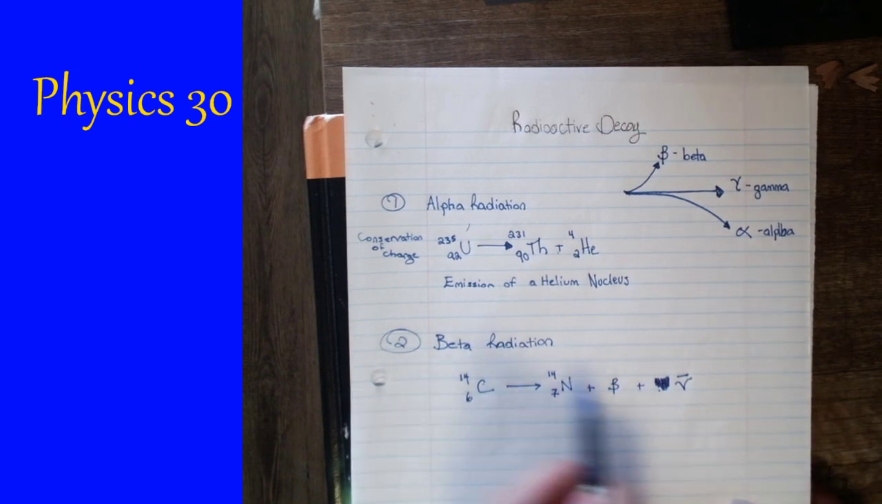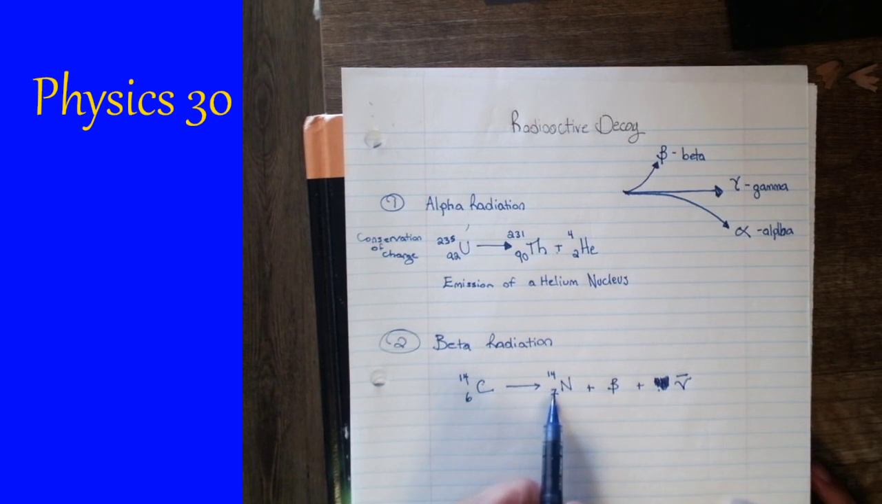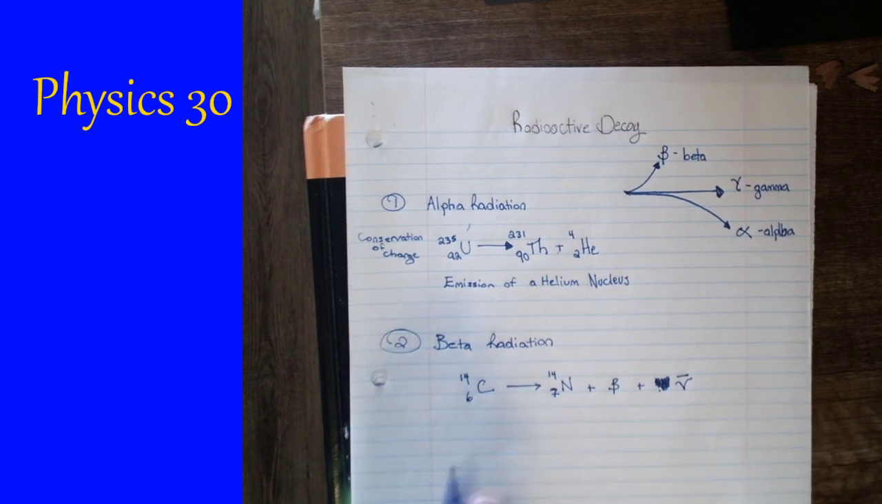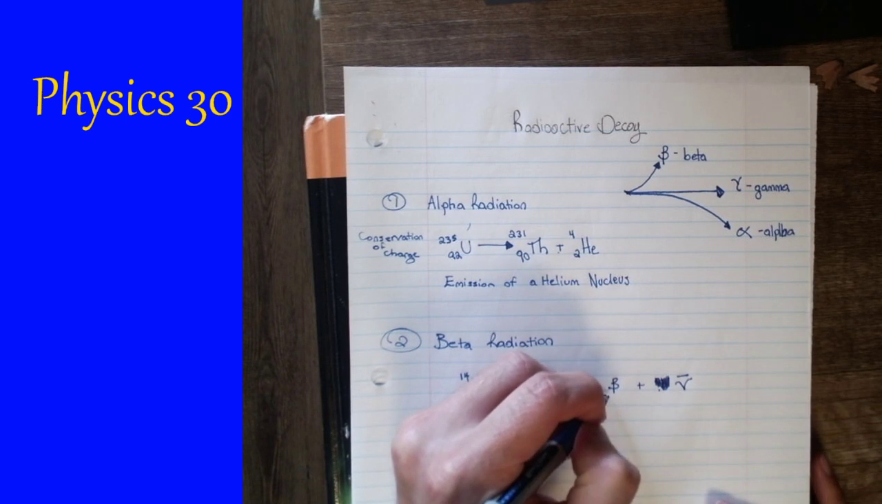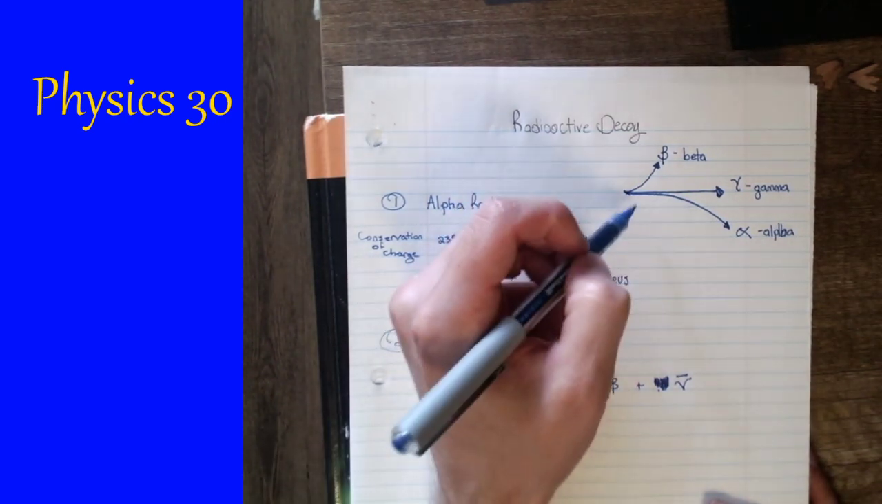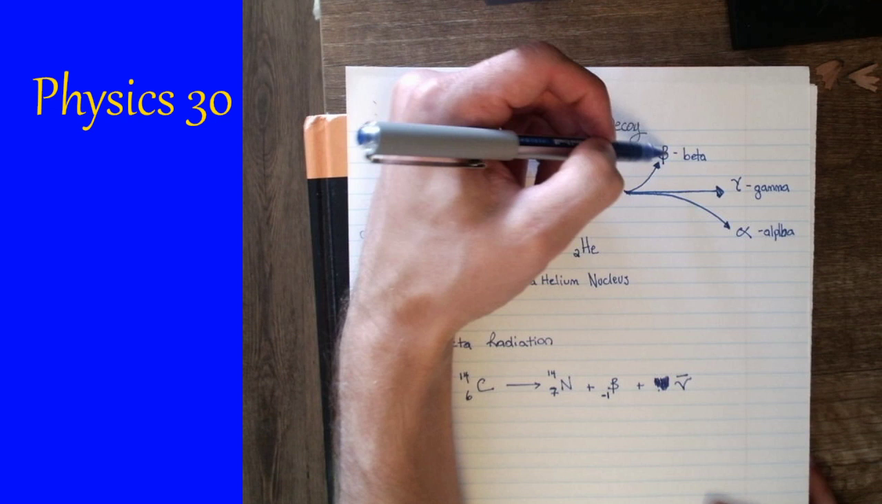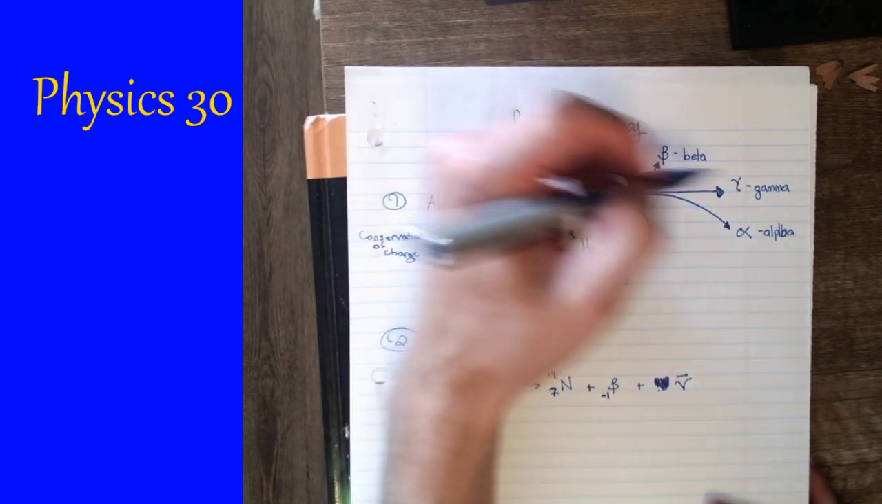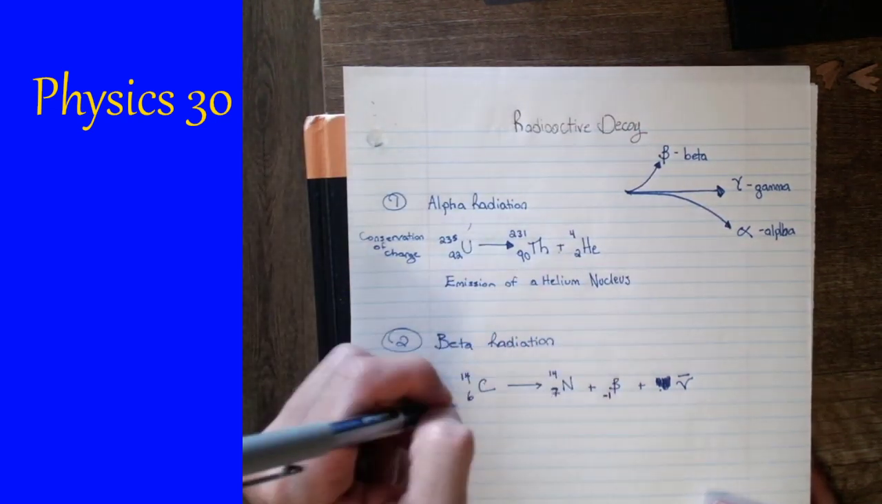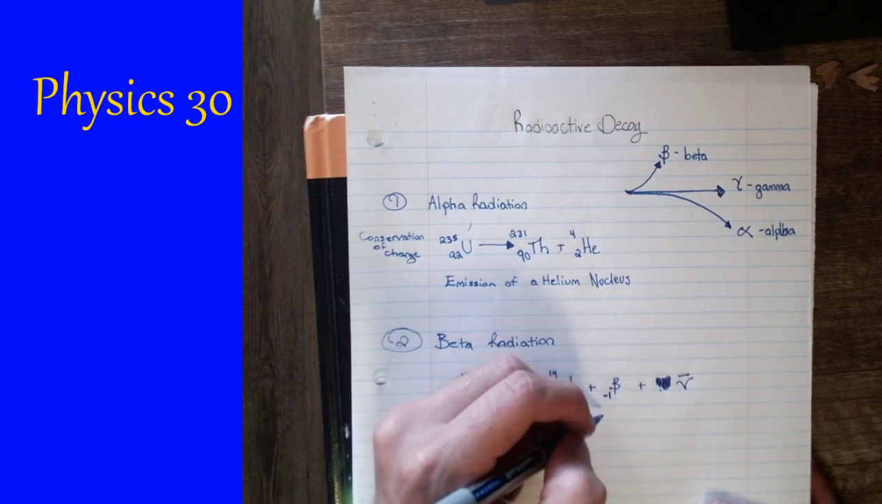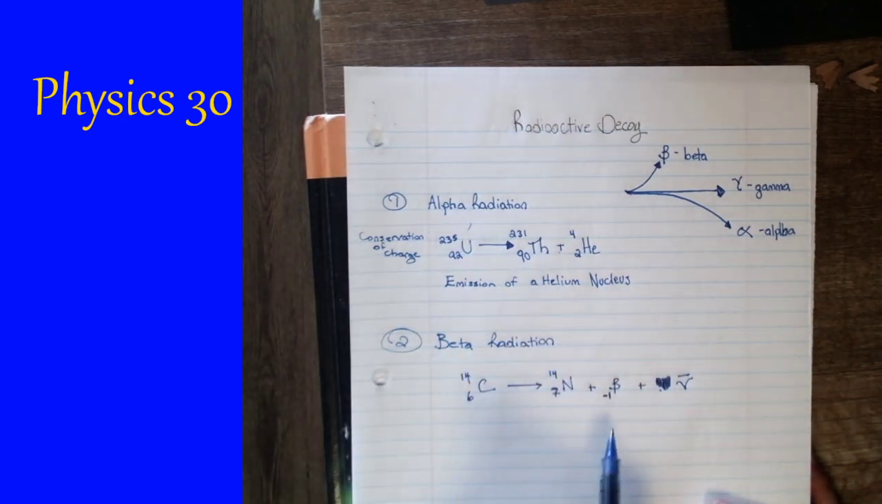If we look here, we have to have conservation of charge. So before we had 6 protons, and now we have 7 protons. So what needs to happen here is, well, this has to be a negative. That's one of the ideas. It deflects in the opposite direction as alpha radiation. Conservation of charge puts that beta particle as a negative.